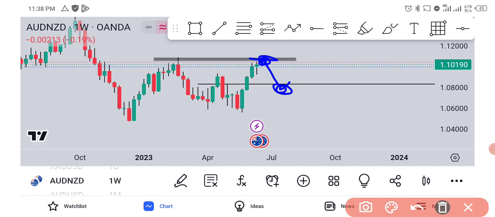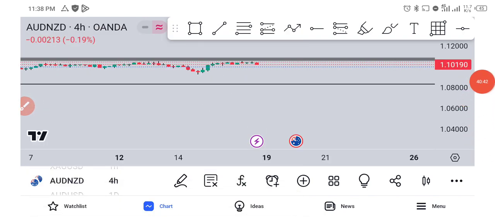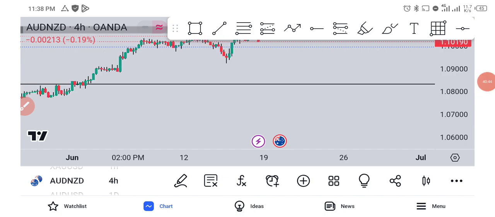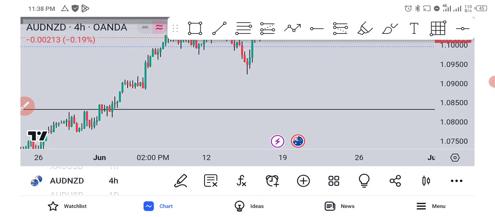Now the question is, how do you identify your entry point? That's where the work comes. If you don't learn how to identify your entry point, you will enter wrongly, and once you enter wrongly, you will lose the trade. So this is the 4-hour time frame. We'll be entering on the 4-hour time frame.